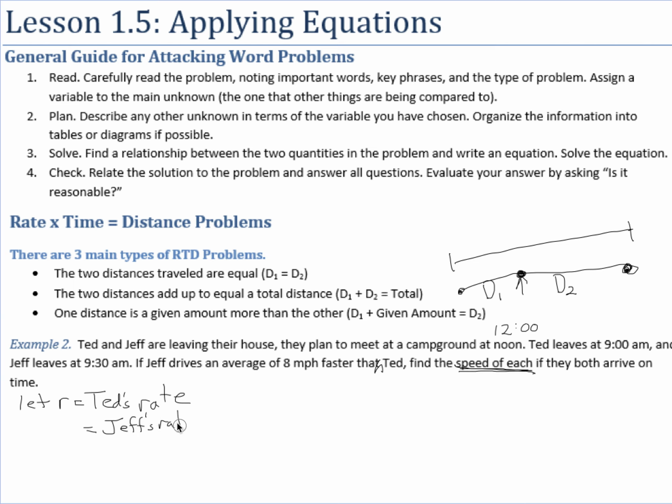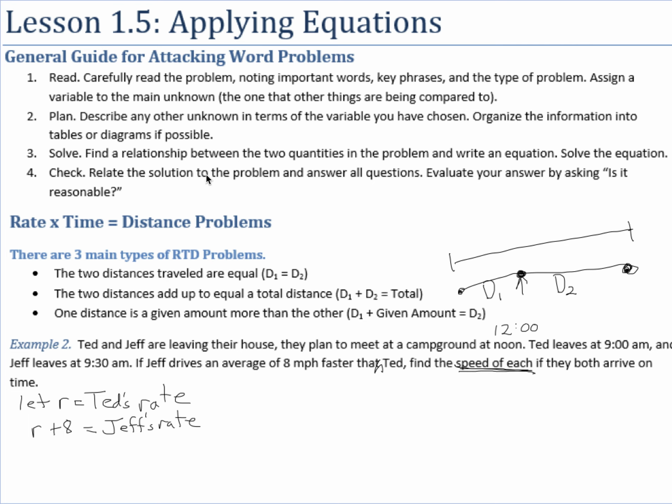Well, his is 8 miles an hour faster than Ted. So if Ted's is R, Jeff's is R plus 8. He's going 8 miles an hour faster. All right, so we have that. So what else do we have here? We know we have a distance problem here, and this does fit this right here.